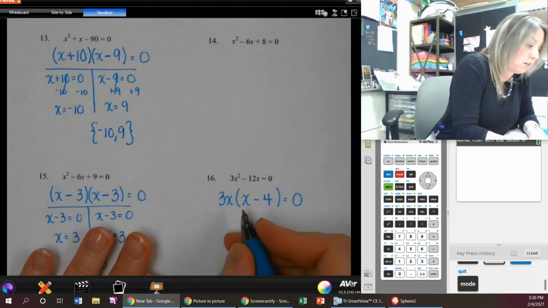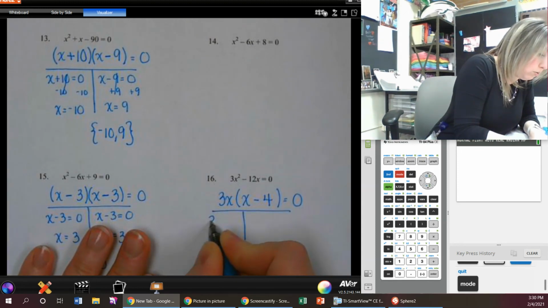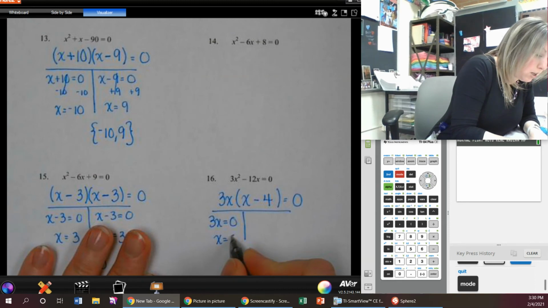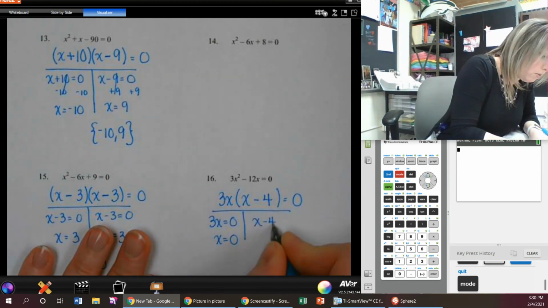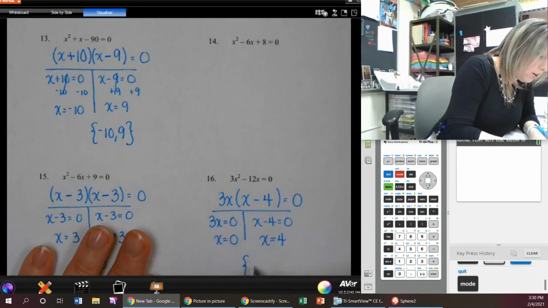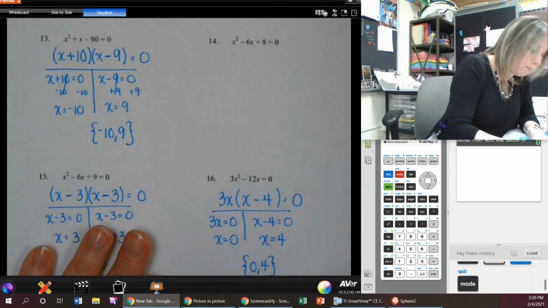It's still a T-chart, right? You set each factor equal to 0. So 3x equals 0, and we're dividing both sides by 3, but 0 divided by 3 is still 0. And x minus 4 equals 0. And add that 4 over, you get x equals 4. So your 2 answers here are 0 and 4.